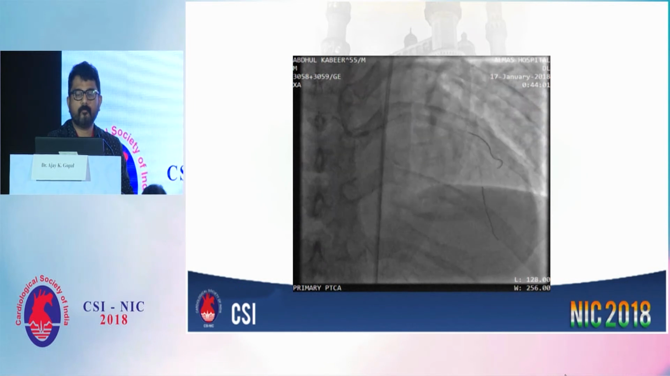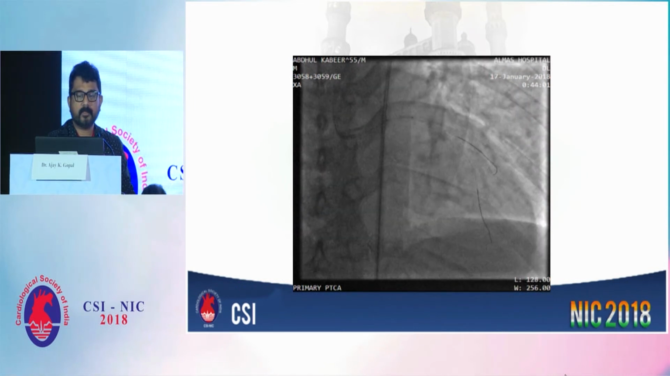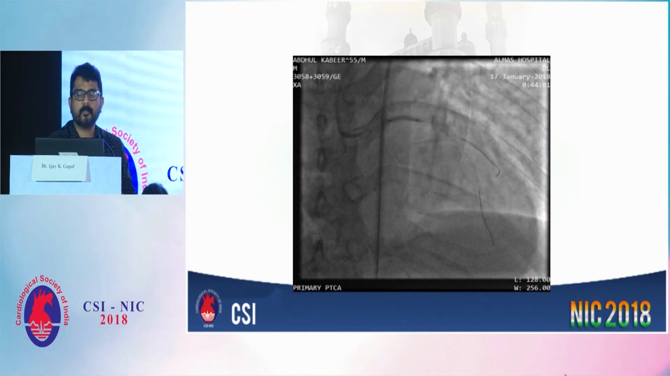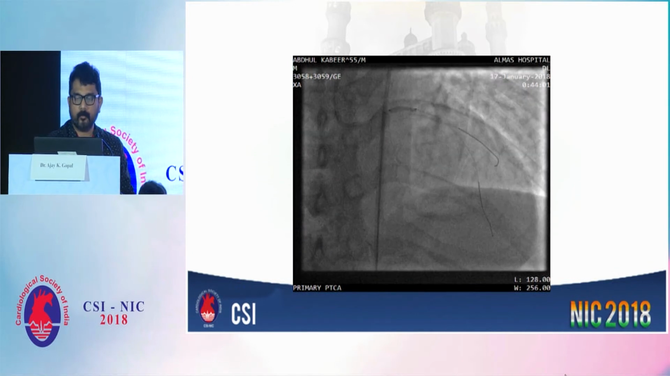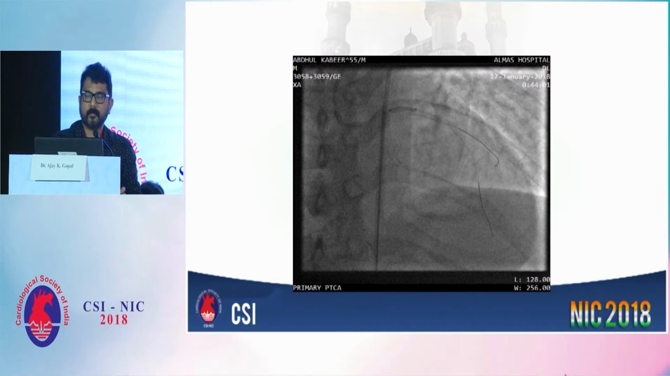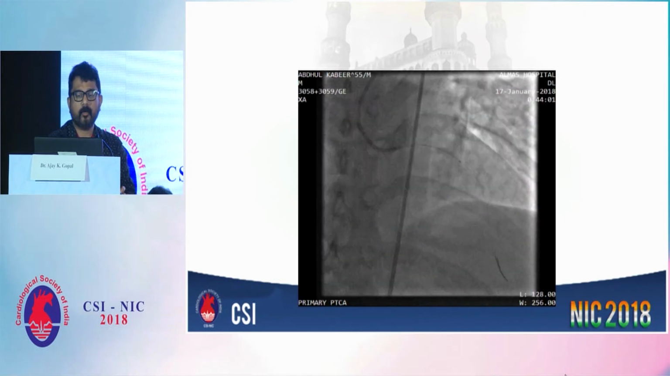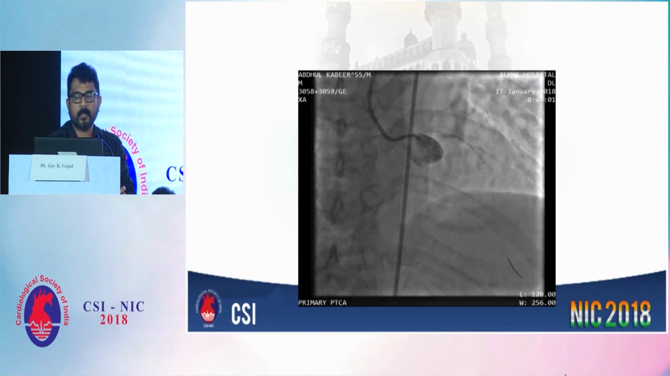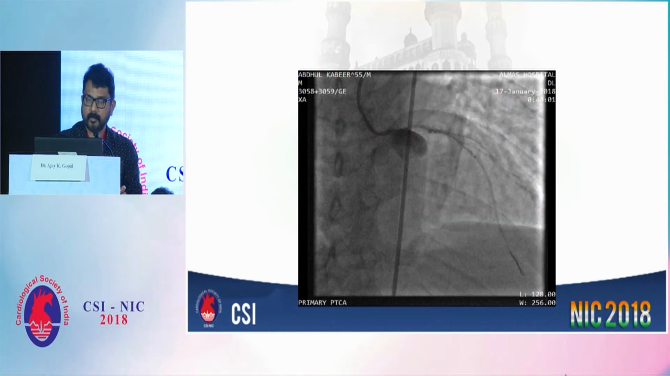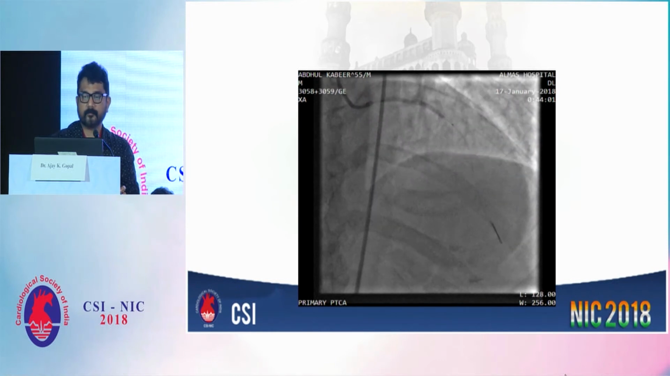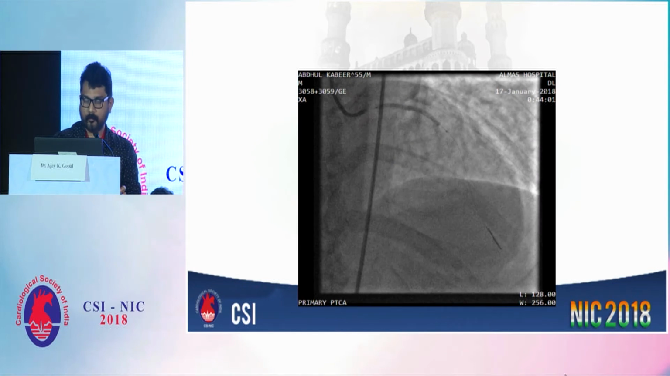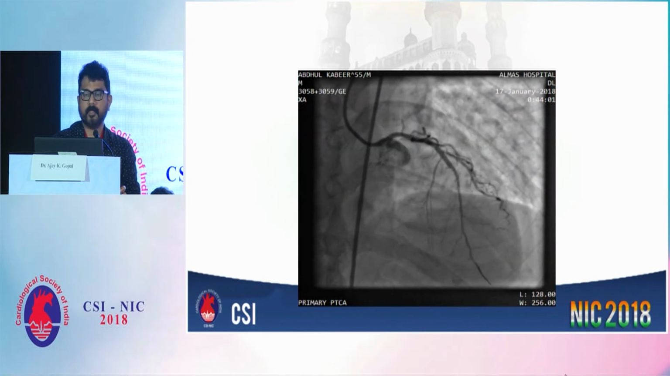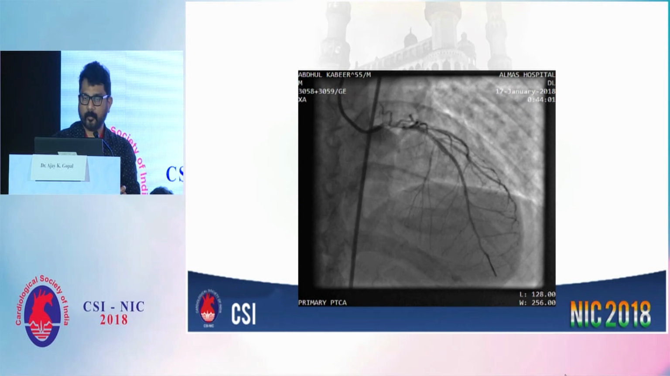This is actually a 2.5 into 12 balloon. You can see the size of the LAD was almost the size of that 2.5 balloon. There was some difficulty in tracking the long stent, 2.75 into 38. So I removed the diagonal wire, positioned the stent and deployed it. You can see that even that 2.75 stent was somewhat looking overexpanded for the distal LAD.